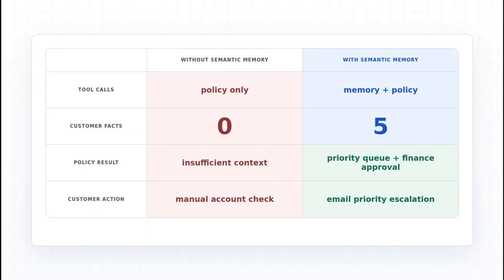The point is, when an agent has to make a business decision, policy logic is only as useful as the state you feed into it. In the no-memory run, the agent has a policy but no verified customer facts, so it falls back to a manual account check, hence the deferral. In the memory run, the agent retrieves five relevant facts, it applies the same policy, but it produces a more actionable path: priority queue, finance approval gate, and email follow-up.